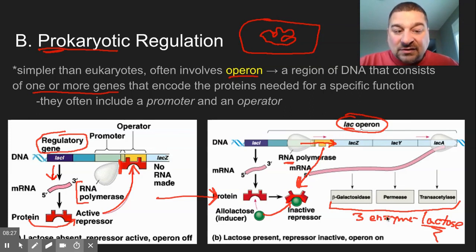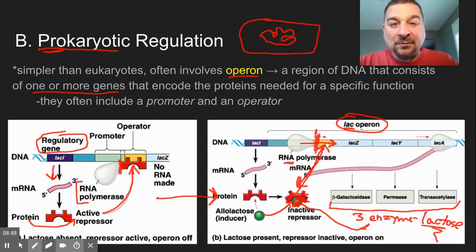If the lactose starts to run out, the enzymes will break apart the lactose. Once the lactose is all broken down, the repressors will go back to their original shape, go back to the operator, and shut off the RNA polymerase, saying, whoa, stop, we don't need any more enzymes.